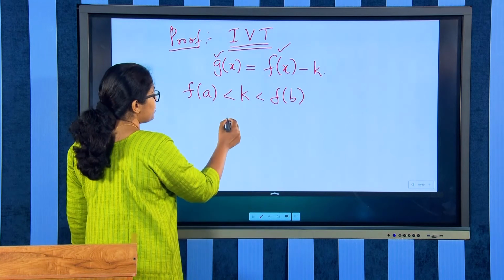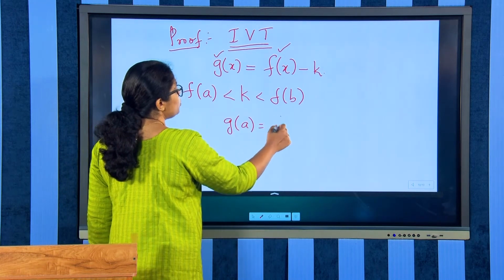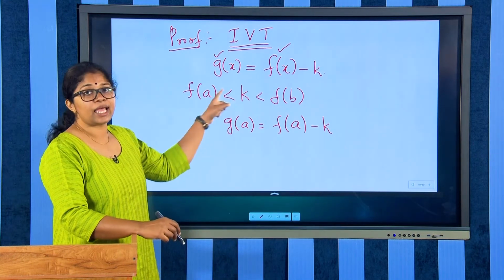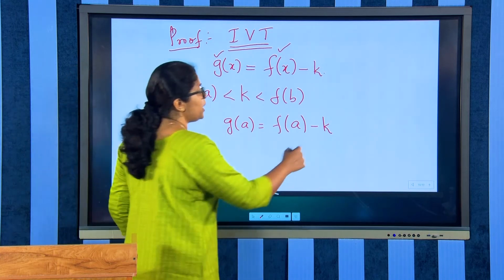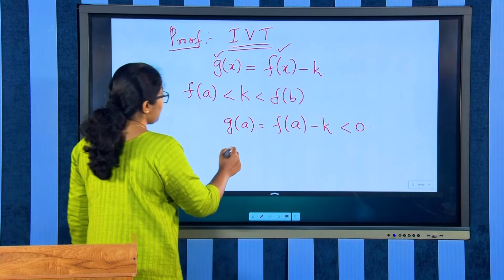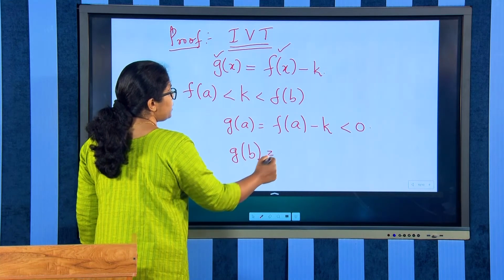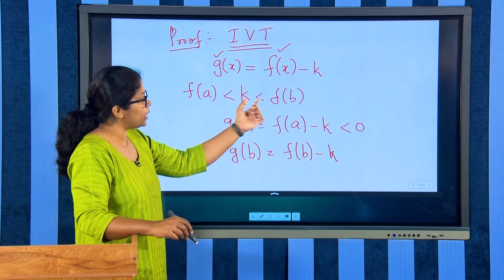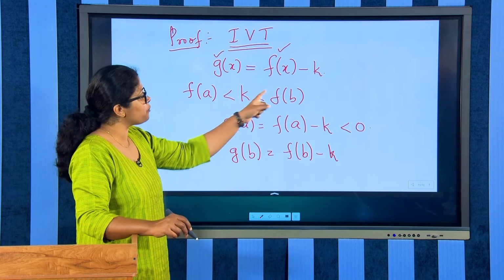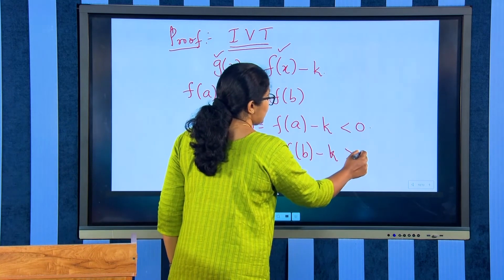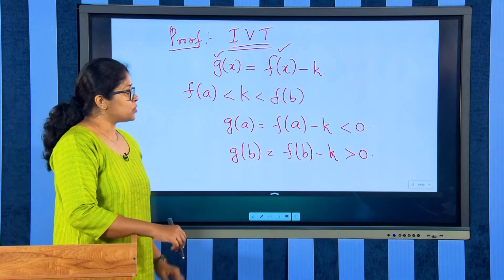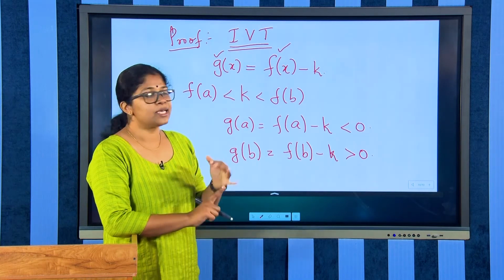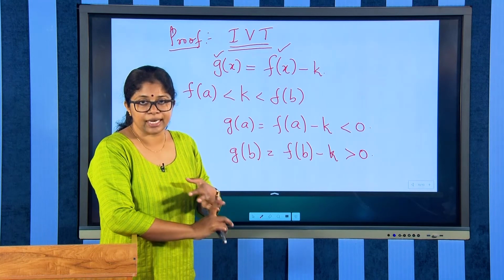So g is a continuous function, and what is g of a? g of a is equal to f of a minus k, and because k is greater than f of a, g of a will be less than 0. And what about g of b? g of b is equal to f of b minus k, and because of the given condition k is less than f of b, g of b will definitely be greater than 0. So we have satisfied all the conditions of the location of roots theorem, namely g is continuous, g of a is less than 0 and g of b is greater than 0.